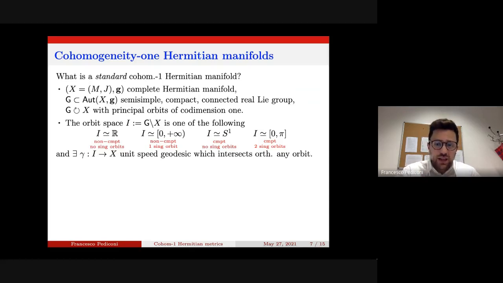On the other hand, in the compact case, the orbit space can be either the circle or the closed interval 0 pi. In the first case of the circle, all the orbits are principal, while in the second case, you have precisely 2 singular orbits, which correspond to the boundary values 0 and pi. Of course, you can fix the value pi by allowing rescaling, but it is not really important that the precise value is pi. In all of these 4 cases, you can always choose to fix a unit speed geodesic which intersects each orbit orthogonally.